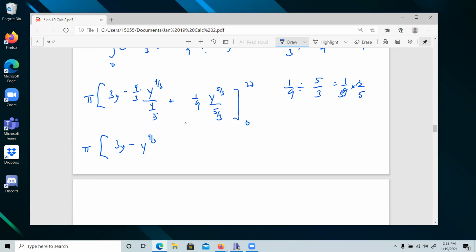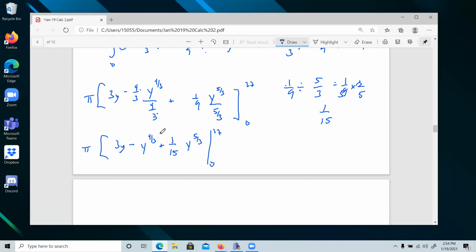So that's a 3 there, so this is 1/15. It's just 1/9 divided by 5/3. Do it however you please. So that's going to be 1/15. That takes care of that. And then we have y to the 5/3 from 0 to 27.